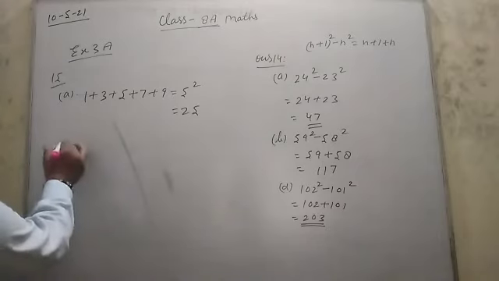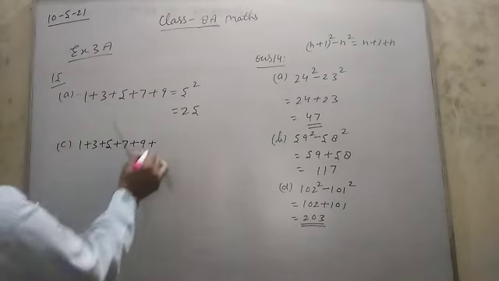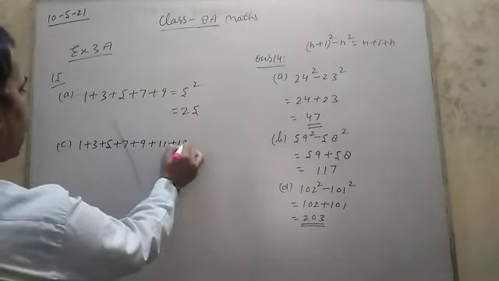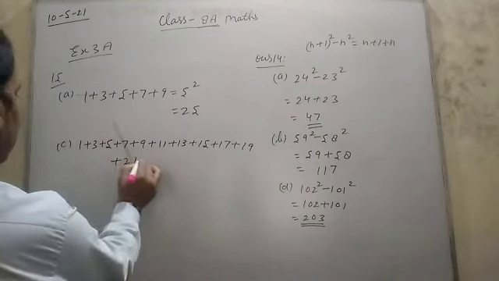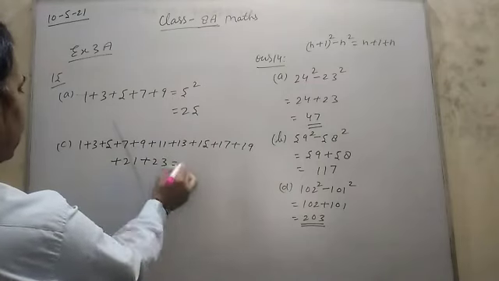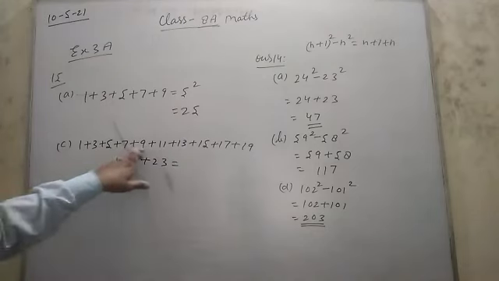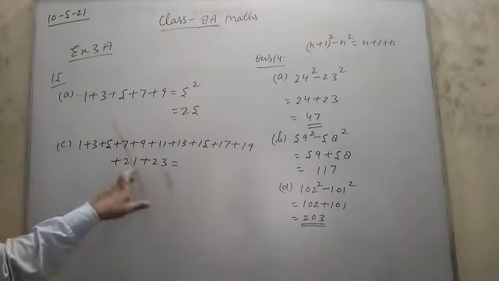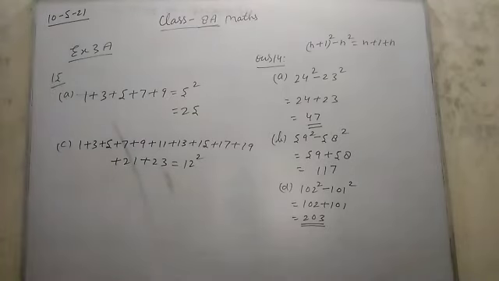Part C, 1 plus 3 plus 5 plus 7 plus 9 plus 11 plus 13 plus 15 plus 17 plus 19 plus 21 plus 23. So how many odd natural numbers are these? 1, 2, 3, 4, 5, 6, 7, 8, 9, 10, 11, 12. Okay. So this will be equal to 12 square, meaning the sum of the first 12 odd natural numbers. So their sum will be equal to 12 square without adding.